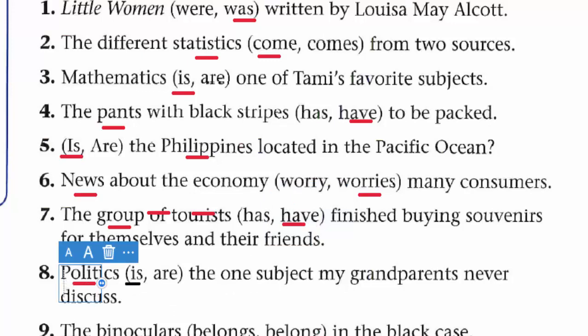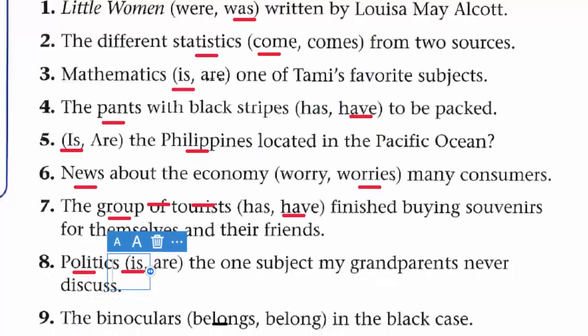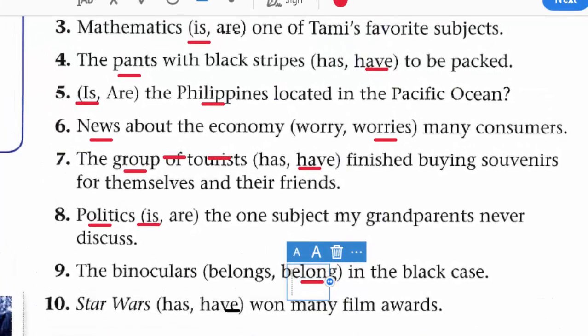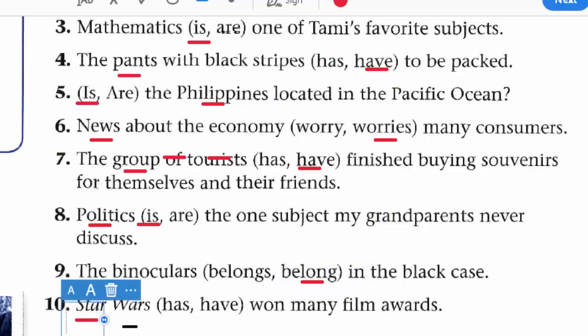So politics is. The binoculars belong or belongs to, in the black case. Binoculars is a device that consists of two parts, so it's plural. Belong. The last question, Star Wars has or have won many film awards. Star Wars is the name of, probably this is a film, yeah, it's a film. Star Wars is the subject, and it refers to a singular film.